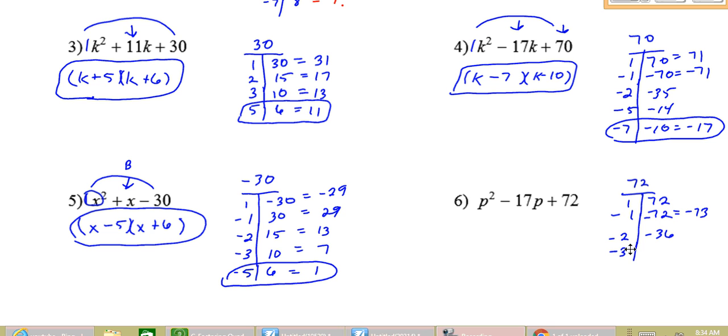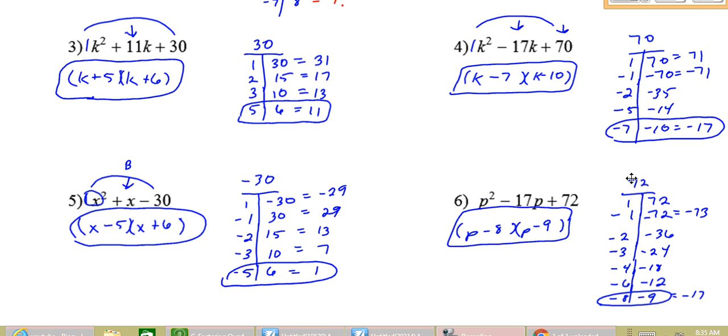So 72 divided by 3 is 24, and so then -3 and -24. 4: 72 divided by 4 is 18, so I have -4 and -18. 5 doesn't go. 72 divided by 6 is 12, so I have -6 and -12. Let's see, 7 doesn't go, 8 and 9. So I have a -8 and a -9. And there's my combination, because -8 and -9 adds to a -17. So then I have my p that I put here and here, and then I have -8 and -9, and that is my final answer.